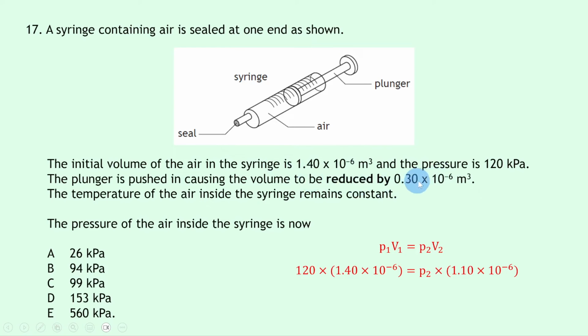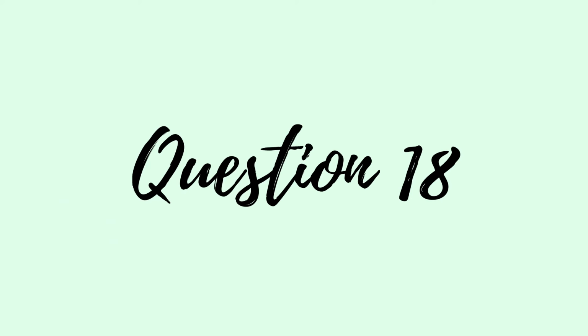So if we take 0.30 times 10 to the minus 6 away from 1.40 times 10 to the minus 6, then we get 1.10 times 10 to the minus 6. Don't be caught out there by substituting in 0.30 times 10 to the minus 6, because that would not give you the correct answer here. And then to find P2 on its own, we can divide the left-hand side in your calculator by 1.10 times 10 to the minus 6, and putting that into your calculator should give you an answer of P2 equals 153 kilopascals, where we're using kilopascals again because P1 was also in kilopascals. And that gives us the answer D here.